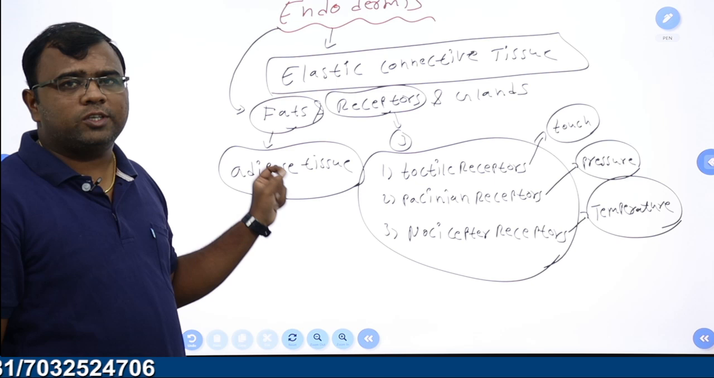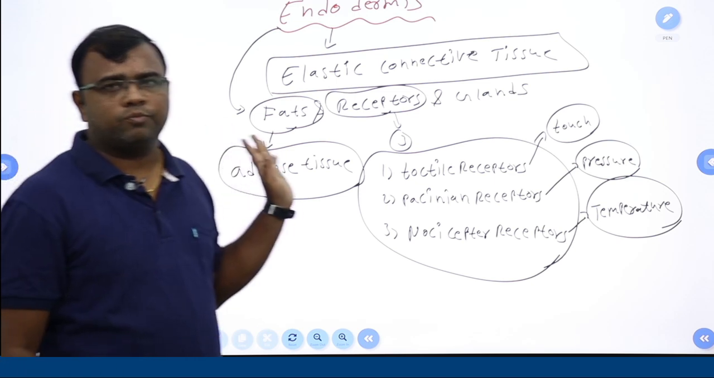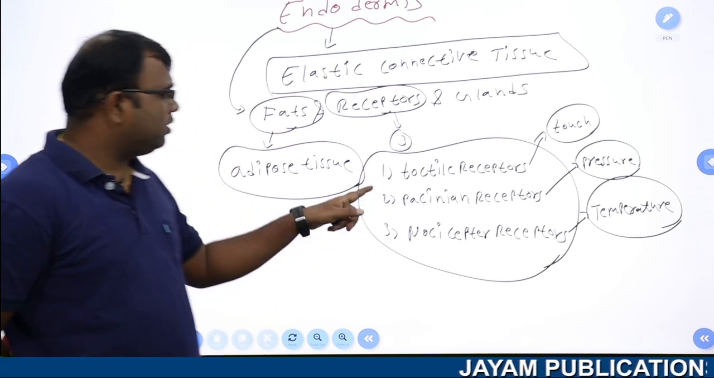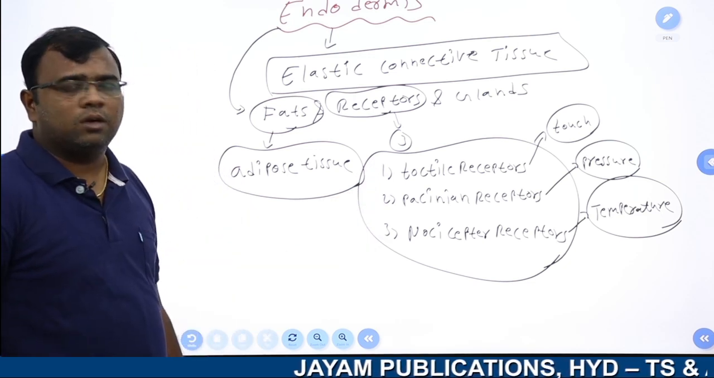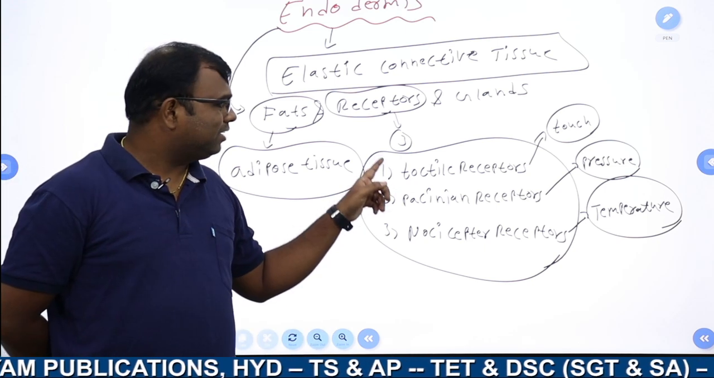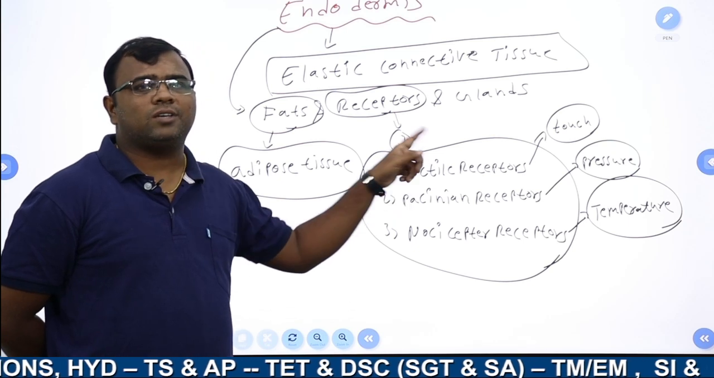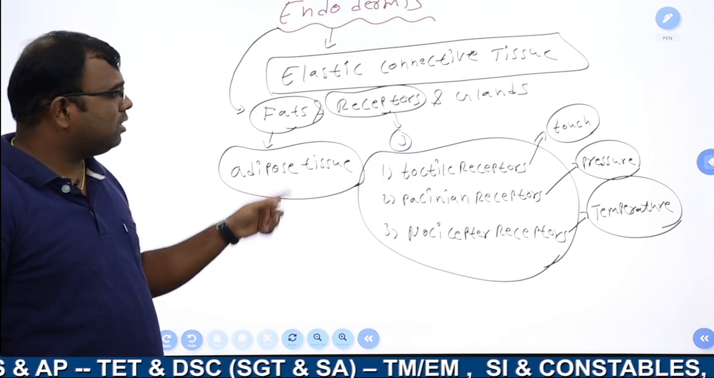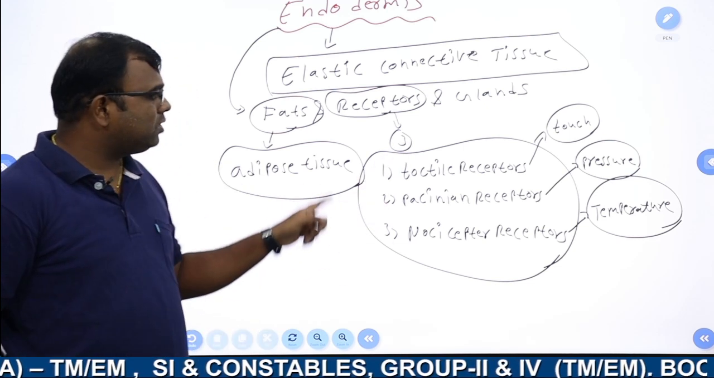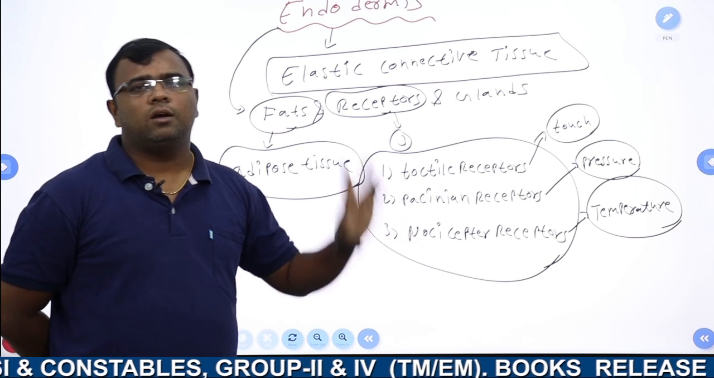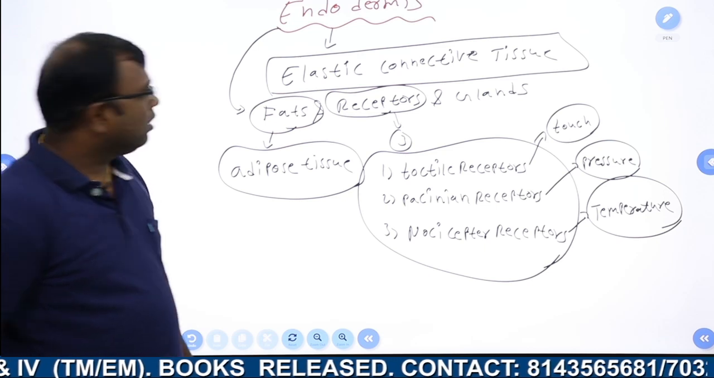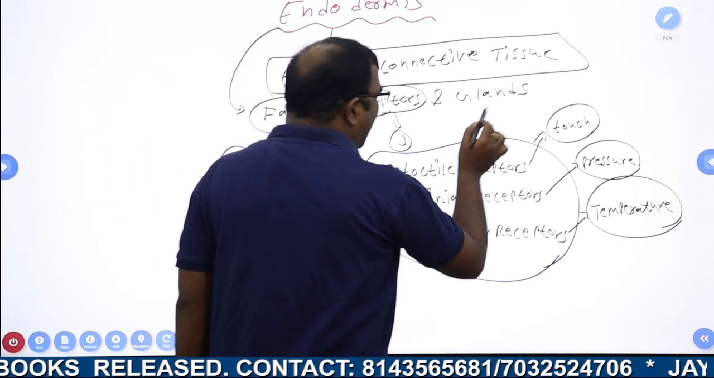The three types of receptors are present in endodermis. The first one is the tactile receptors. The second one is the Pacinian receptors. The third one is the nociceptor receptors. The tactile receptor only for touch. The Pacinian receptors only for pressure. The nociceptor receptors only for temperature. This is the receptors of endodermis. Next, the endodermis have glands.